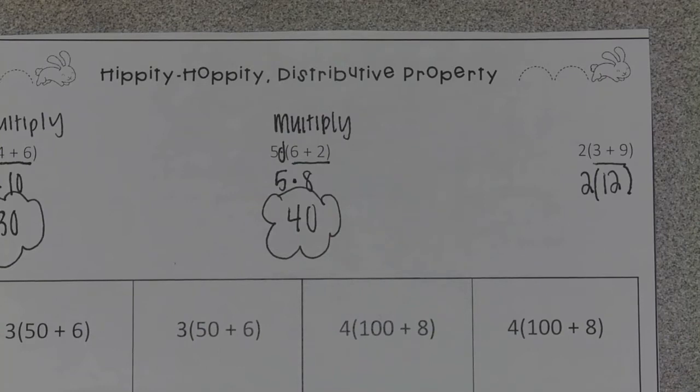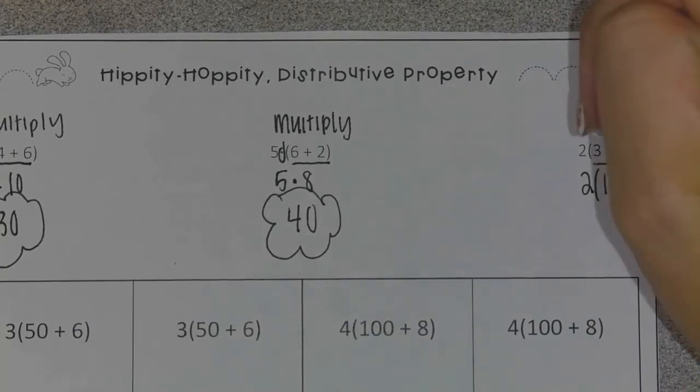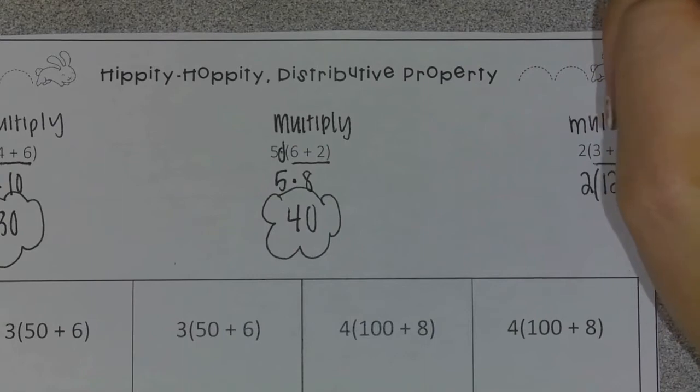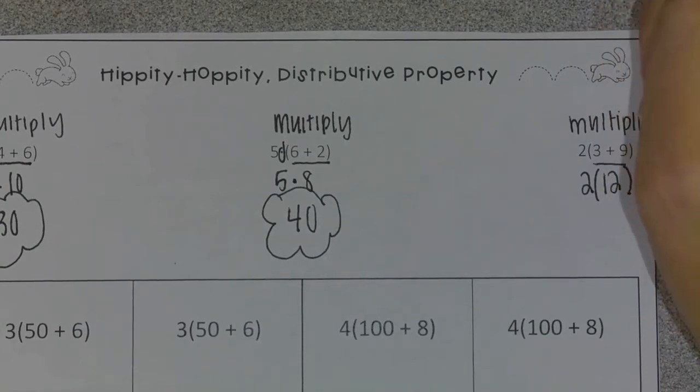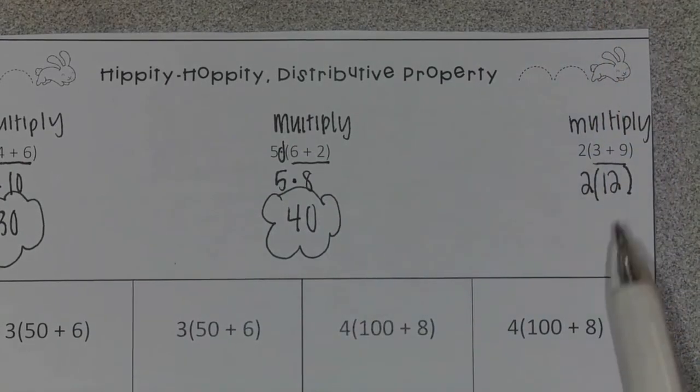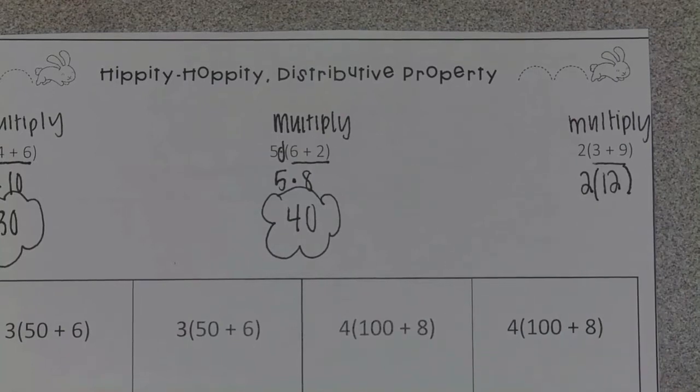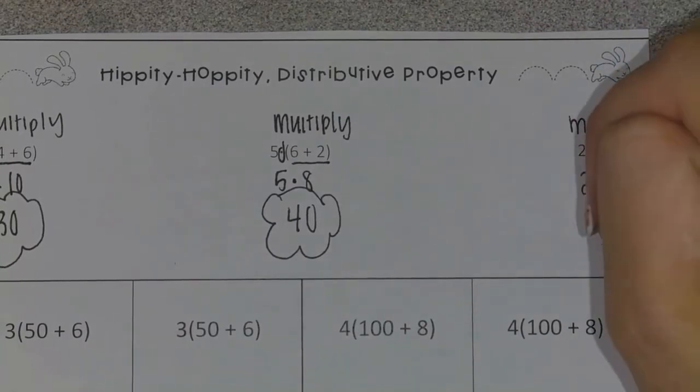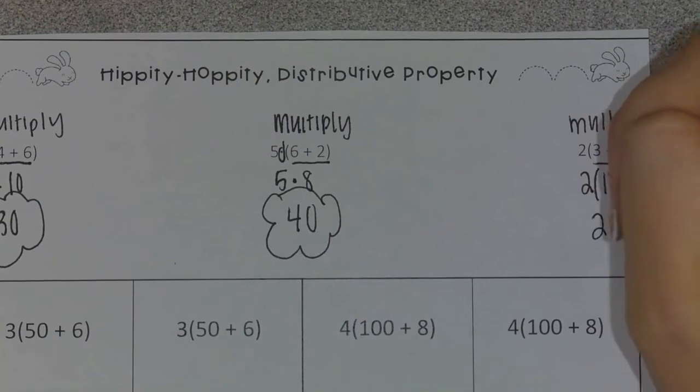So I don't see any operations here. I don't see an adding. I don't see a subtracting, a multiplying, or dividing. Instead, our operation is invisible. So when I have a number that is directly next to a parenthesis and there is nothing in between it, that invisible operation is multiplication. So this still tells me to multiply. So I'm taking the number 2, multiplying by the number 12 for a final answer of 24.